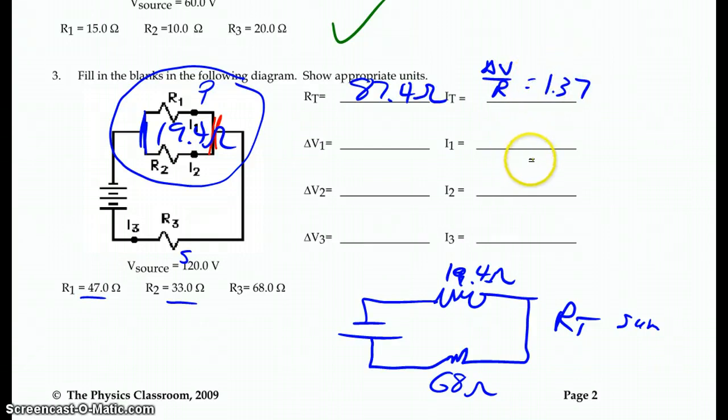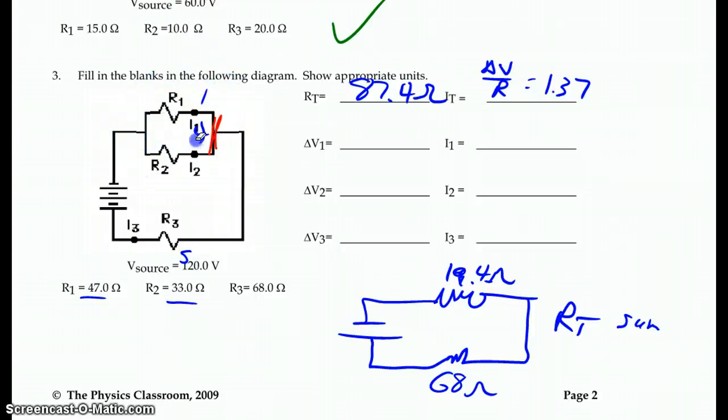Okay, now I made this equivalent to a series circuit, but it's not truly equivalent, so I can't just say that each of these is going to get 1.37. I know that they have to add up to 1.37, but they're not going to get exactly that same amount. So now I'm going to want to go back over to my original circuit and revisit to get the rest. So this one's all by itself, so it's going to get the total current, so R3 is going to get 1.37.